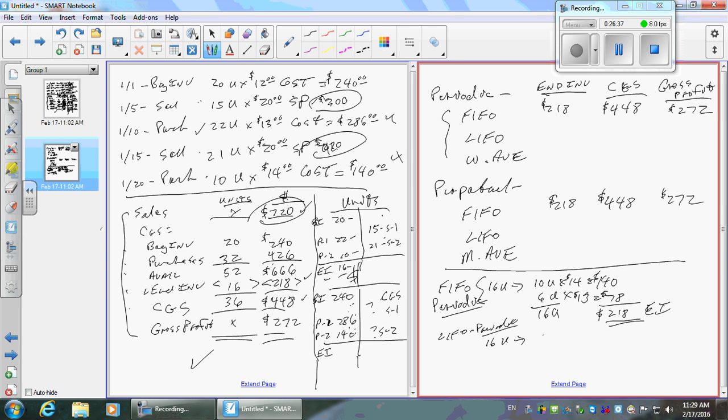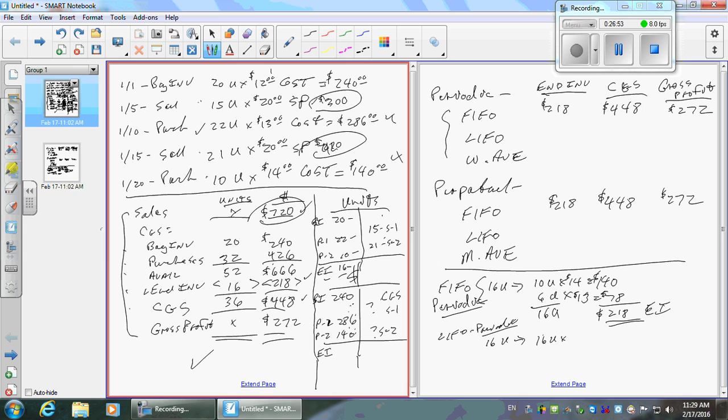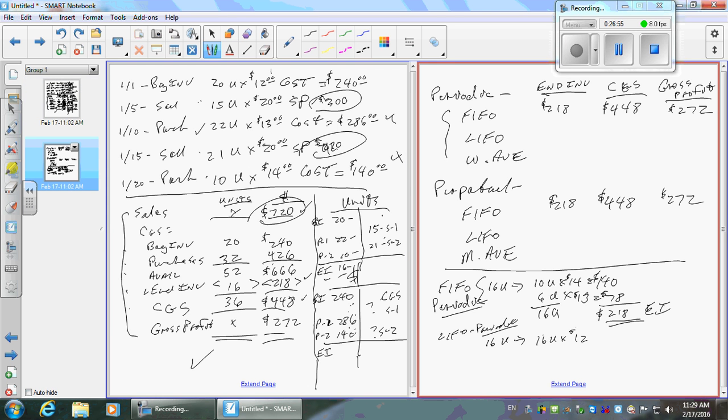What if there's not enough in the first two purchases? Go to the third one. If not enough, go to the fourth one. Got the idea? This company could have lots and lots of purchases, lots and lots of sales. Okay? So anyway, I guess it's 16 units. At what price? $12. That was the beginning, wasn't it? How much is that? $190.